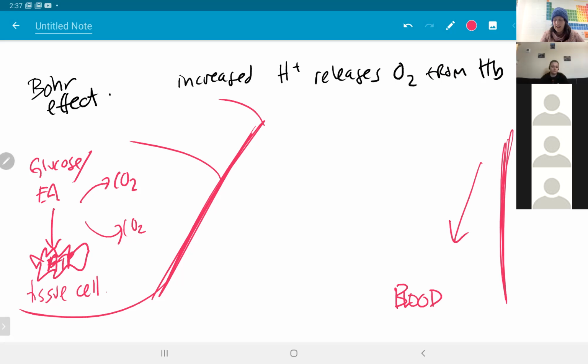Recall, carbon dioxide is a nonpolar molecule, and so is oxygen. Oxygen is also nonpolar. Nonpolar molecules have no problem crossing the phospholipid bilayers of all the cells, so of the red blood cells or of the tissue cells, they have no problem doing that. They're just nonpolar. So you see very readily that carbon dioxide can pass through the cell membranes. I should also, maybe in a different color, say inside the cells, you've got a really high concentration of CO2.